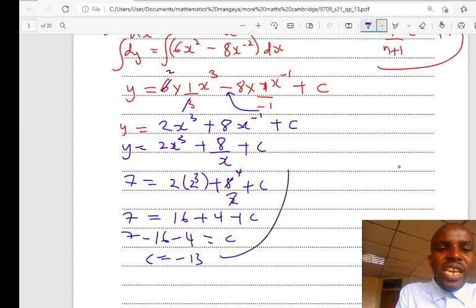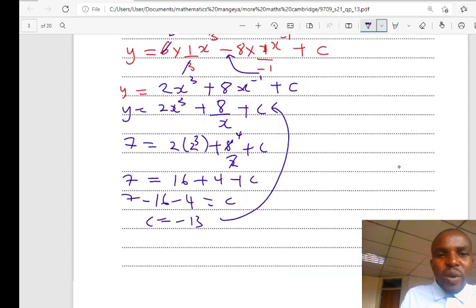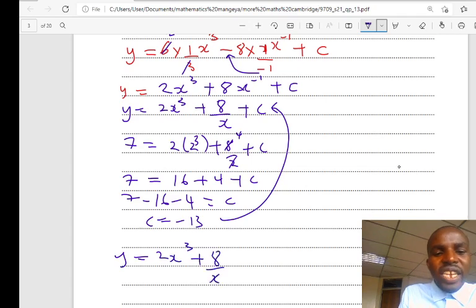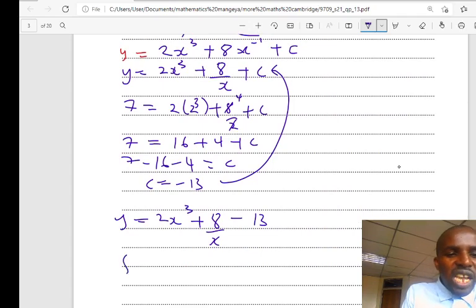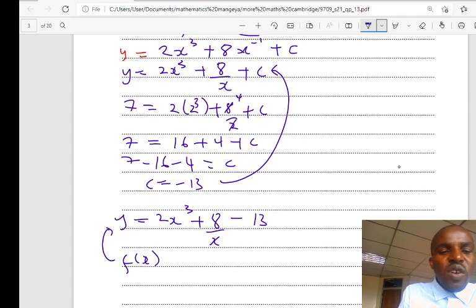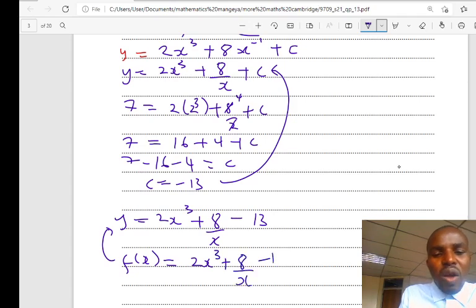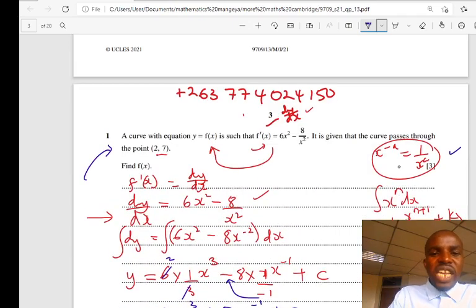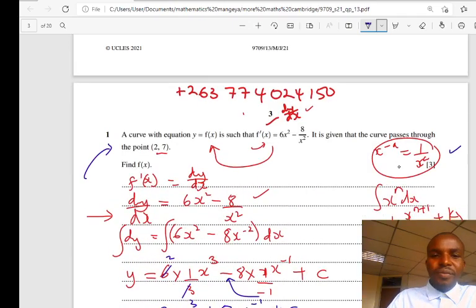Then replace this c here to find the equation. You find the equation as y is equal to 2x cubed plus 8 over x minus 13. So that will be your f of x. Since we said let y is equal to f of x here, so f of x is equal to 2x cubed plus 8 over x minus 13. That will be your original f of x. Then you can say you are done.